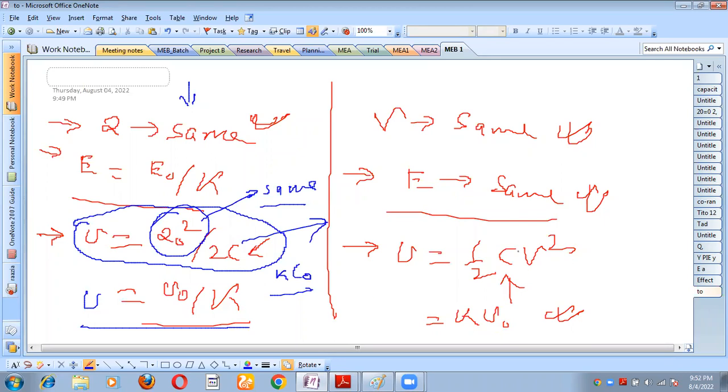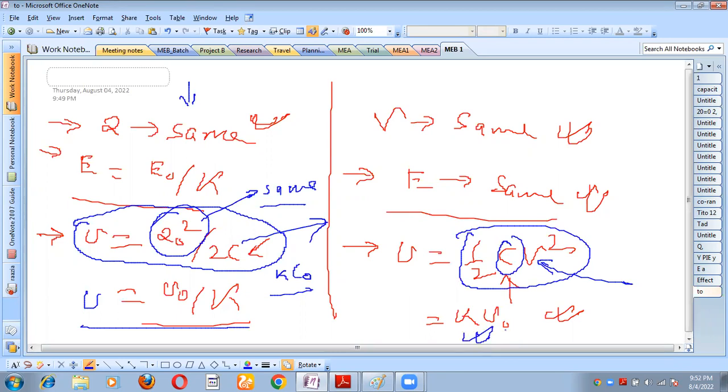In this case, we know that potential energy is half CV square. V remains the same, capacitance increases K times, so potential energy will become K times. Understood this one? Yes, sir. Okay.